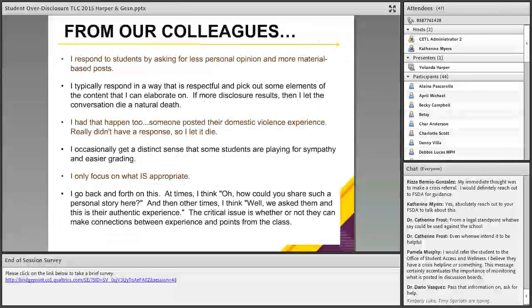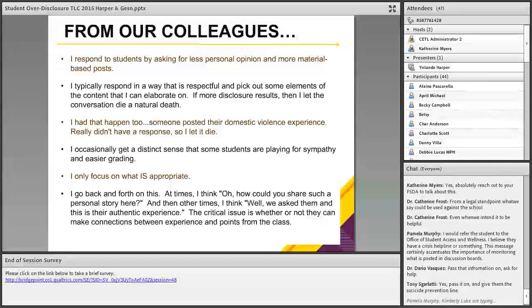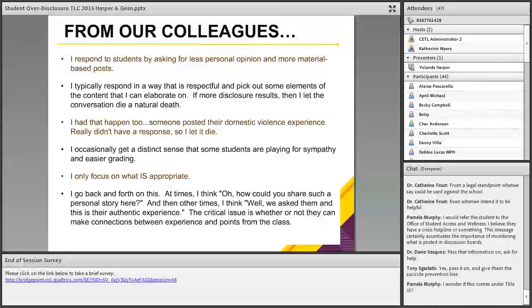These are just some responses that we've gotten from colleagues, such as yourself, when we've done other versions of the research presentation about how they respond to student over-disclosure. We collected some of them, and many of you have said similar things and may be able to relate to them. I see a theme in these responses about focusing on the academic content and helping to coach students about what is appropriate.